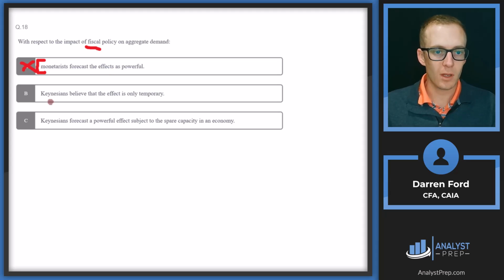And then we've got B, Keynesians believe that the effect is only temporary. And then for C, we also have Keynesians, so let's read that as well. C, Keynesians forecast a powerful effect subject to the spare capacity in an economy. This is going to be a better answer than B. And essentially what Keynesians think is right here. So if the economy is not living up to its full potential, and there is spare capacity in the economy, then yes, throwing more expansionary fiscal policy at the problem will help. However, if there's not spare capacity, then the fiscal policy is not going to help in that scenario.